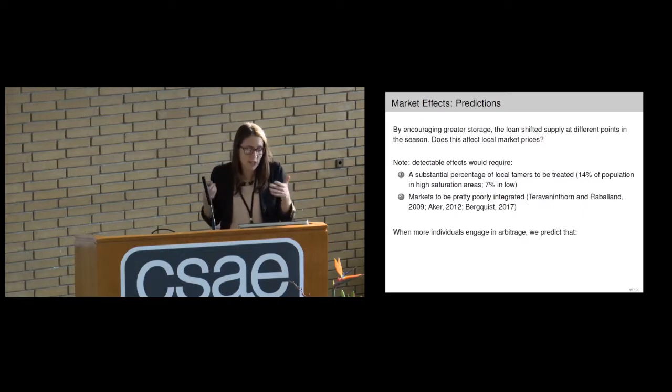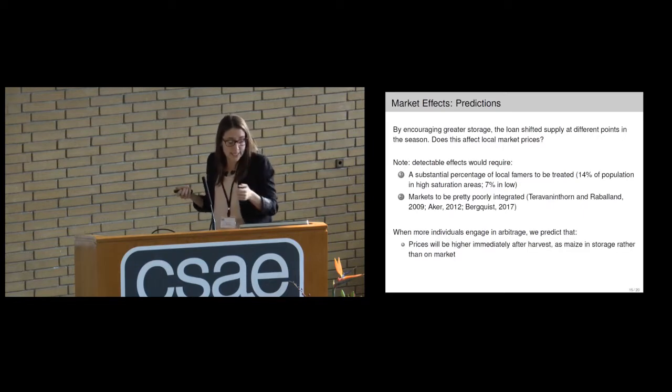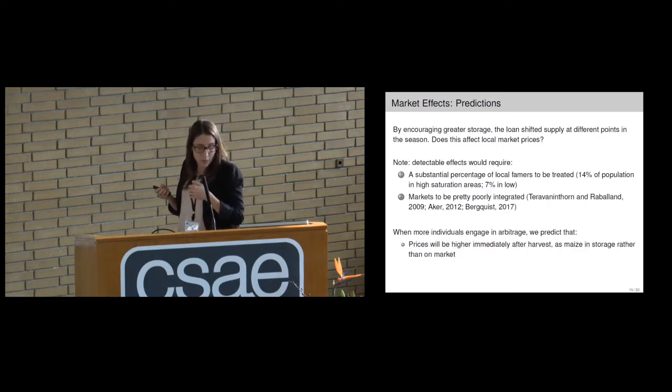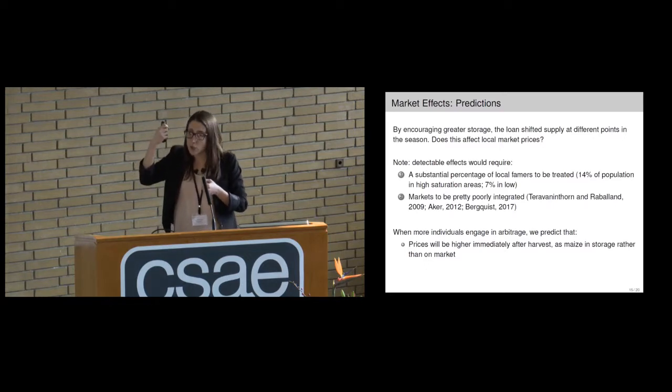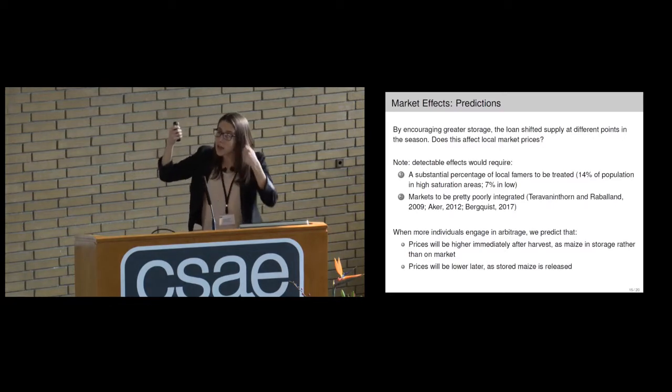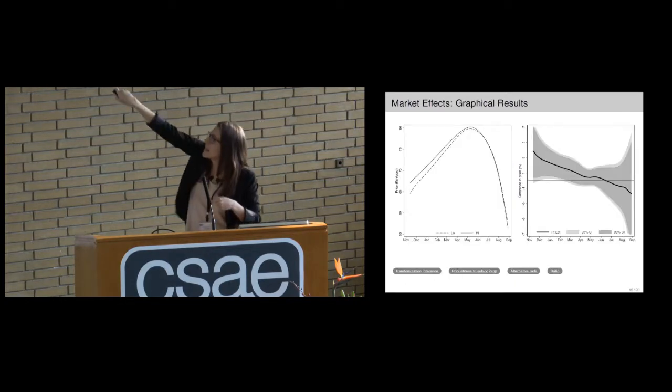Now, if we see effects, what should we expect to see? So in high-intensity areas, as more people are storing and engaging in arbitrage, what we predict is that prices will be higher immediately after harvest, as maize is kept in stores and off of the market, and lower later on as that stored maize is released. So higher post-harvest, lower later on. And that's in fact exactly what we see.